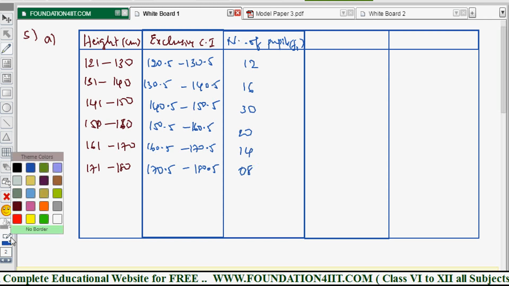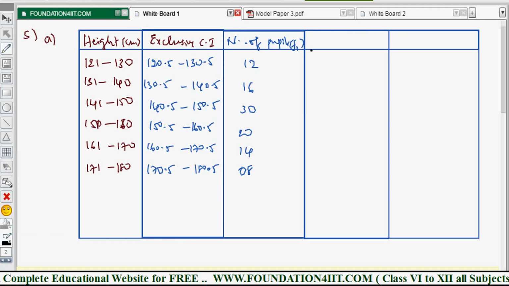Now using this we can find out this CF, cumulative frequency, but less than cumulative frequency. So less than curve only we need to make. So first number is 12 as it is, and 12 plus 16, 28. 28 plus next number is 30. So 58. Just add like this. So 78, 92, and 100. So total number of students are 100.